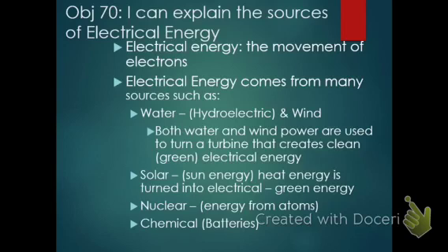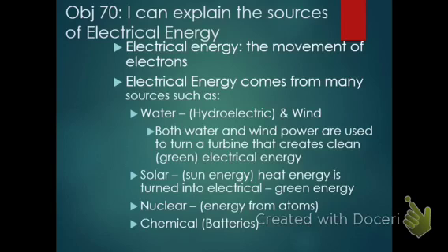It could come from water or wind. In both cases, hydropower, water power, is used to turn turbines that create clean electrical energy. Green energy, remember, is energy from sources that do not cause pollution. We could get electrical energy from the sun. We've all seen solar panels on people's homes, and even here at school we have a solar panel which captures the heat energy and transforms it into electrical energy, another green source because it doesn't pollute the earth.